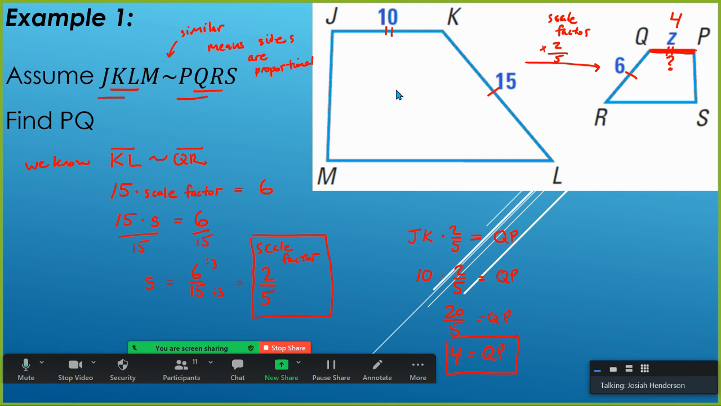We can do this process we did because it says at the beginning, assume the first figure is similar to the second. It's telling us that they're proportional. So it's telling us that there is a scale factor that exists that we can go from one side to the next, one figure to the next.